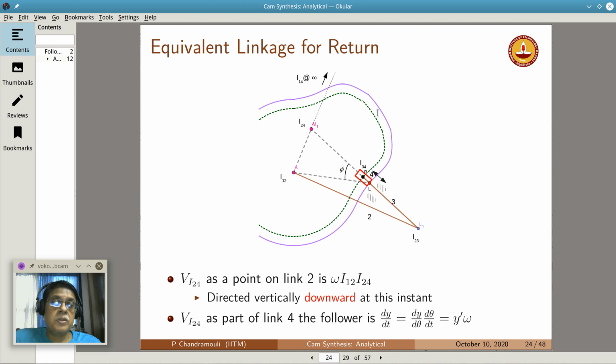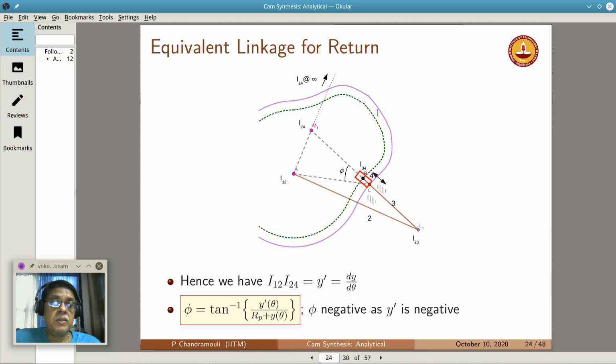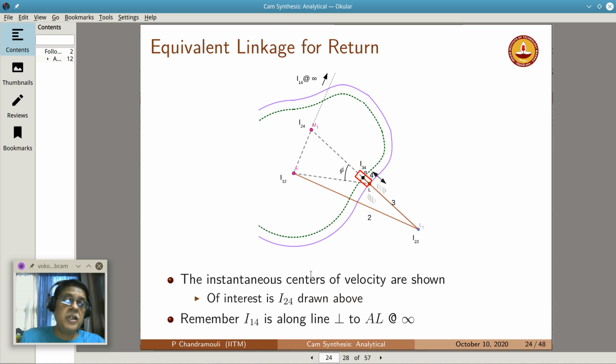We can do a similar equation for the return and show the same thing, so I will skip these slides. The only thing is phi is negative as y prime is negative. So therefore you will get a similar expression. Only thing, keep in mind that y prime of theta is going to be negative valued. So therefore phi becomes negative in the return portion of the profile. But the argument is essentially the same.